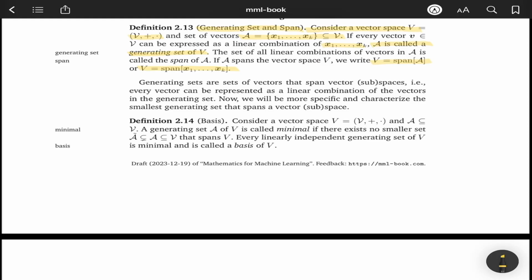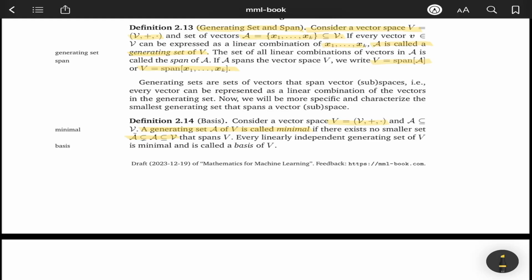Definition 2.14, basis. Consider a vector space V and A is a subset of the vector set V. A generating set A of V is called minimal if there exists no smaller set Â which is, let me double check, what is that? Must be a subset. Not sure what the first symbol is. I think it means not a subset. But usually the crossing line is bigger. But in that case, it would still make sense, because what we are saying is that there is no subset of A which generates the span V.